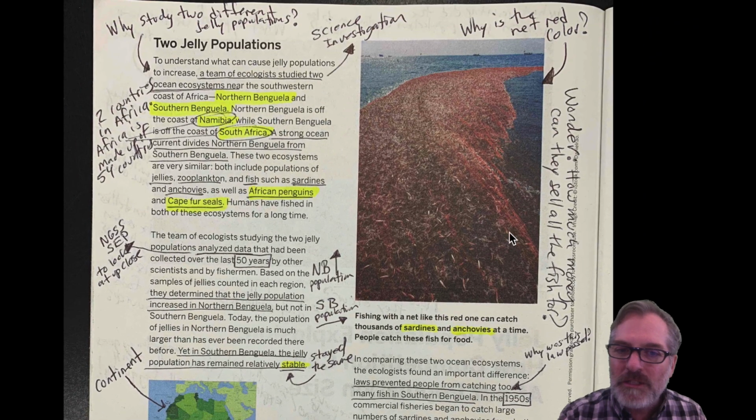So I'm asking questions about this, like why is the net red? Is it easier to find if you lose it? Or, I'm thinking that's a lot of fish. It says there's thousands of fish in here. I wonder how much money a fish that is. Is that like $10,000 or $100,000 or $500,000 worth of fish? Because maybe that's really important to their economy, so that's why they're fishing.